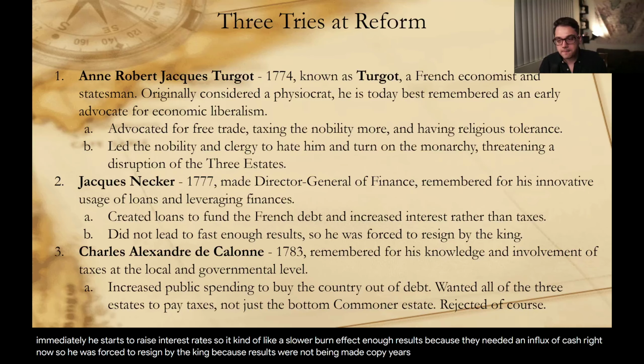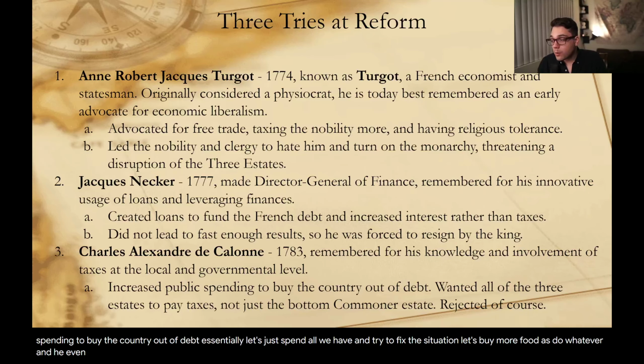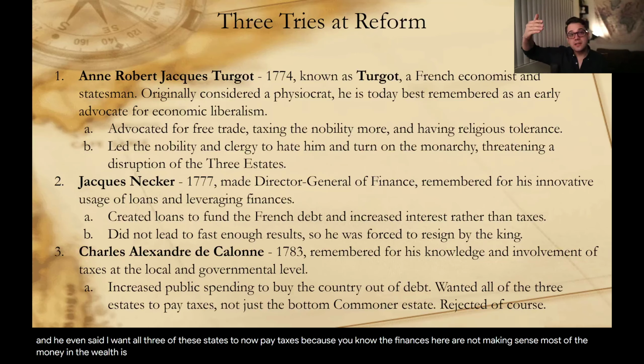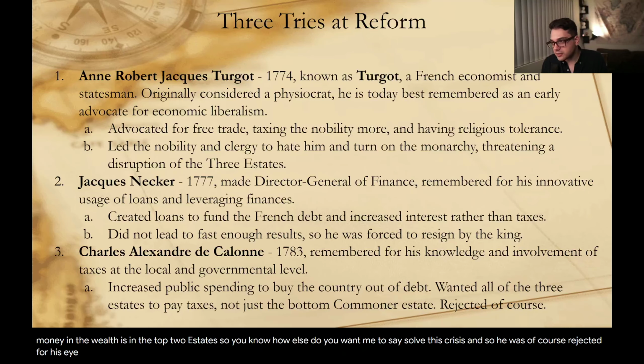A couple years later, Charles comes in and increases the public spending to buy the country out of debt. Essentially, let's just spend all we have and try to fix the situation. Let's buy more food. Let's do whatever. And he even said, I want all three of the estates to now pay taxes because the finances here are not making sense. Most of the money and the wealth is in the top two estates. So, how else do you want me to solve this crisis? And so he was, of course, rejected for his ideals and nothing got done.